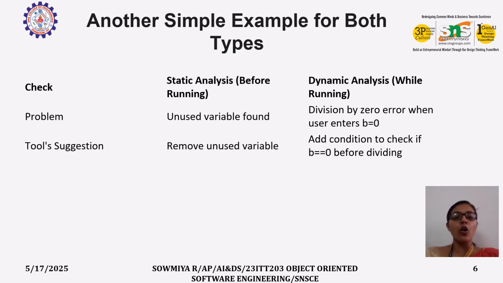Here, for example, we use a temporary variable with value 5 and return 100 divided by data. Static analysis flags the unused variable, the temporary variable, and dynamic analysis, when data is equal to 0, raises a division by zero error. Using both techniques together provides a comprehensive view, catching both syntactic and runtime issues.